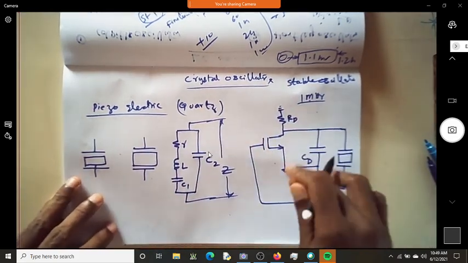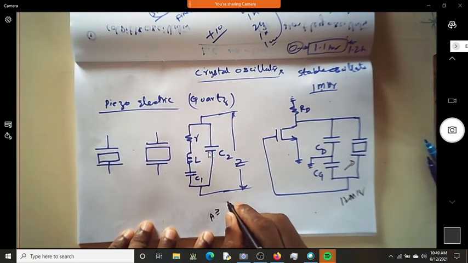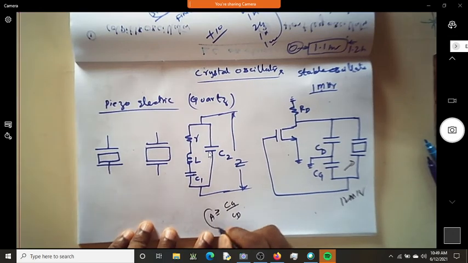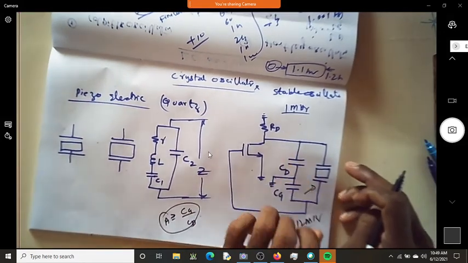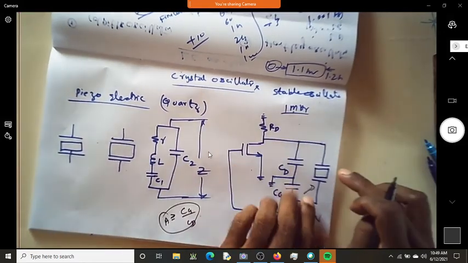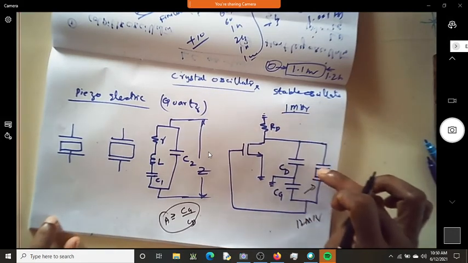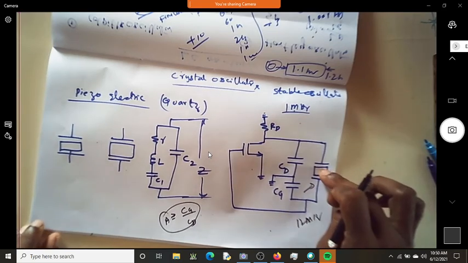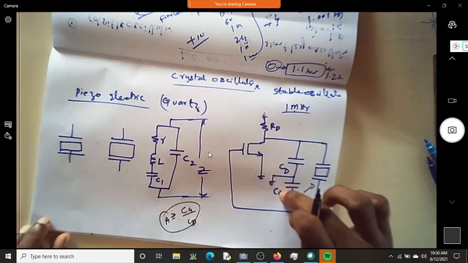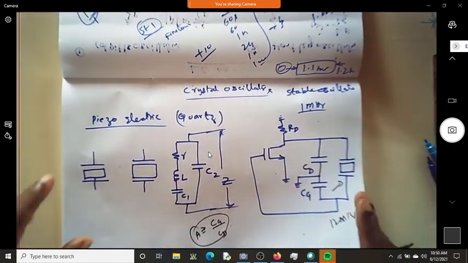Again, what is the requirement of gain? The gain requirement is the same. A should be greater than or equal to CG by CD. That condition is still there for this oscillator also, because this is like a Colpitts oscillator. The only thing is that this CG, CD will not decide the frequency. The frequency is decided only by the crystal. If it is a 1 megahertz crystal, we may have to adjust the values of CG and CD so that we get proper oscillation.